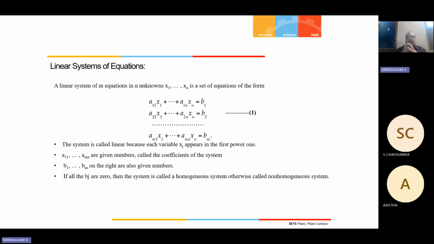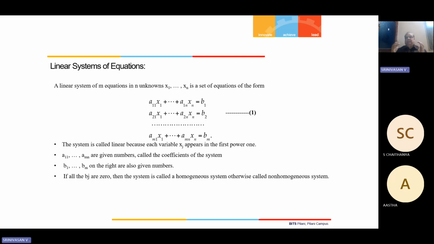So again, as you are much familiar with, but still, as we are going to find the solution of linear equations, a system of linear equations, we will have to again start with a recap of how we write it in general. A linear system of m equations in n unknowns, say x1, x2, ..., xn, is a set of equations of the form, as you know very well, a11 x1 plus a12 x2 plus etc. plus a1n xn equal to b1.